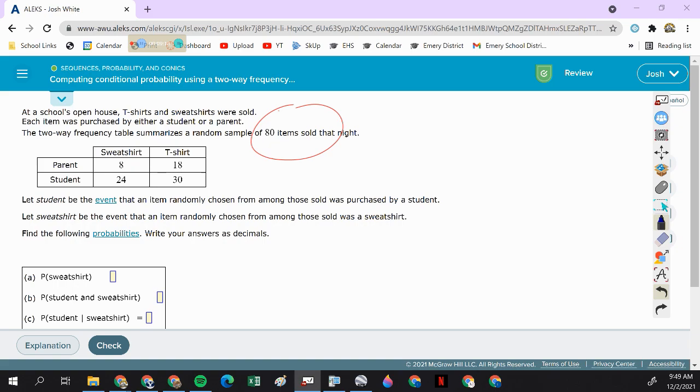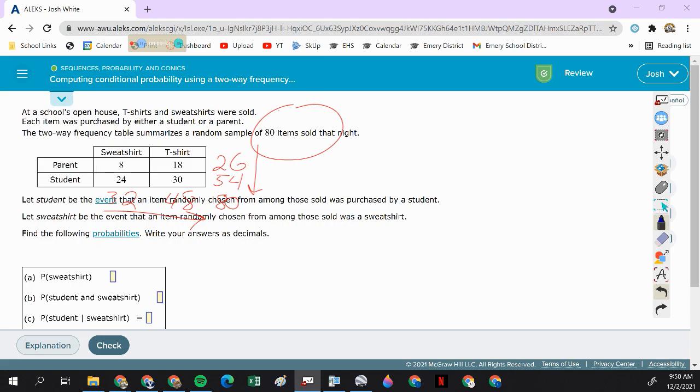Okay. One thing that usually helps when you have a two-way table is to write the totals. So how many sweatshirts were sold total? 32. How many t-shirts were sold total? 48. And how many of the people were parents? 26. And how many were students? 54. And then notice, when I add those together, what do I get? 80. And when I add those together, what do I get? 80. Okay.